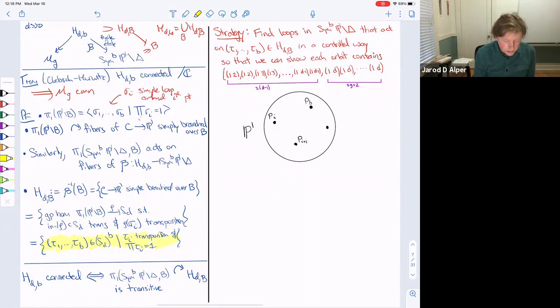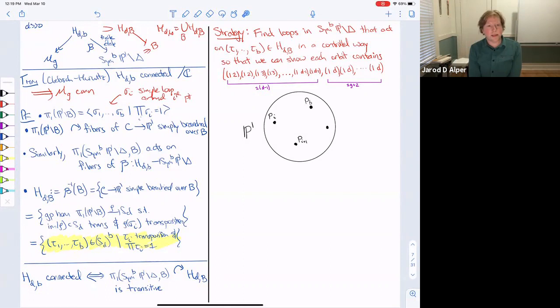So we could think this map is determined by the image of these simple loops, their transpositions. So we have the locus of b simple transpositions, and their product needs to be one. And we're after the connectedness of this Hurwitz space, and this is equivalent to the transitivity of the action of the fundamental group on this fiber.